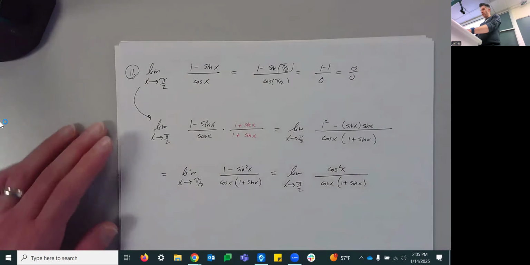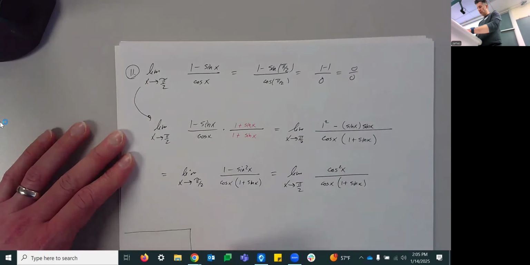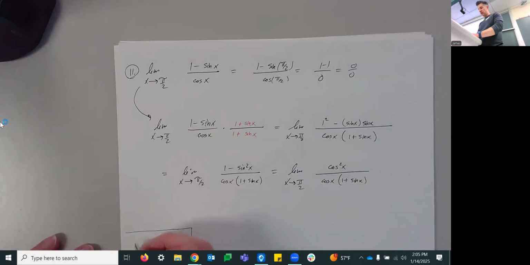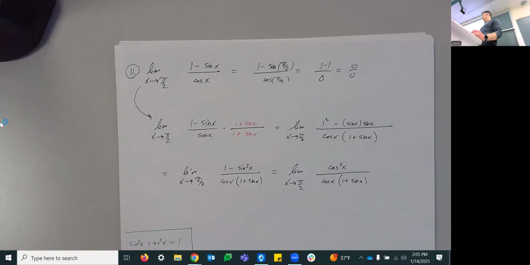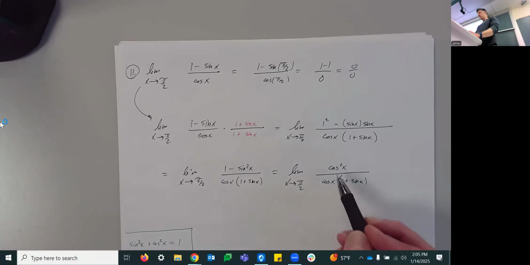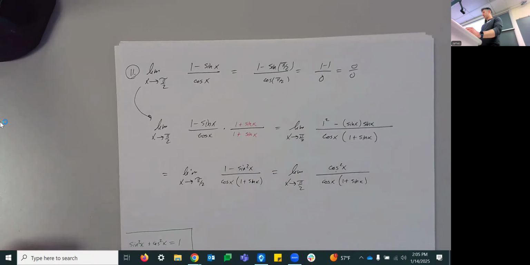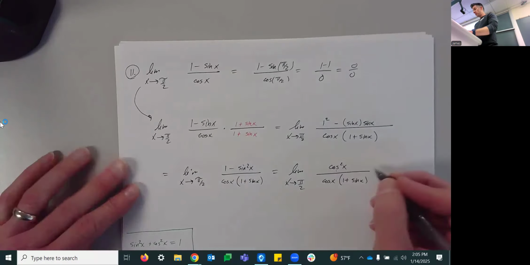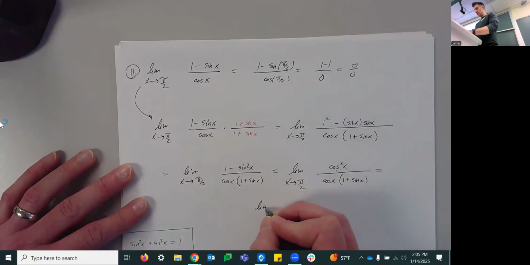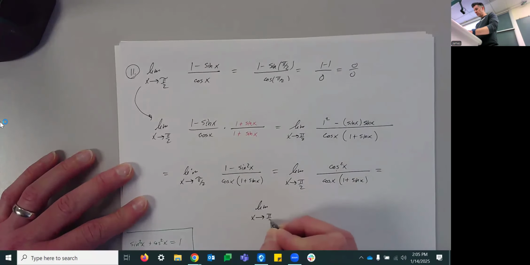Reminder to everyone of the most famous trig identity: sine squared x plus cosine squared x equals 1. Or in this case, 1 minus sine squared x is equal to cosine squared x. And now, cosine squared x divided by cosine x, one of those cosines cancels and we just get a cosine x on top and no cosines on the bottom. So we can rewrite this as the limit as x approaches pi over 2 of cosine of x divided by 1 plus sine of x.